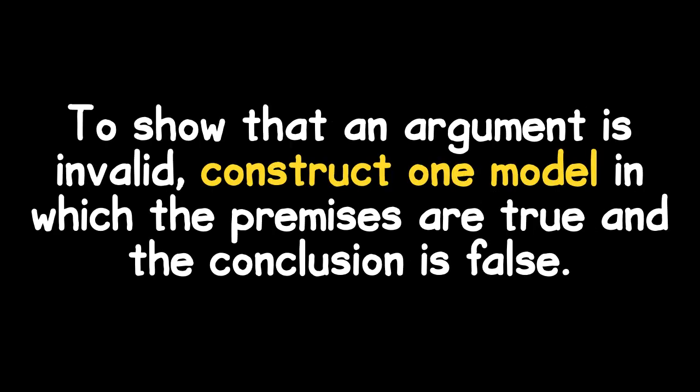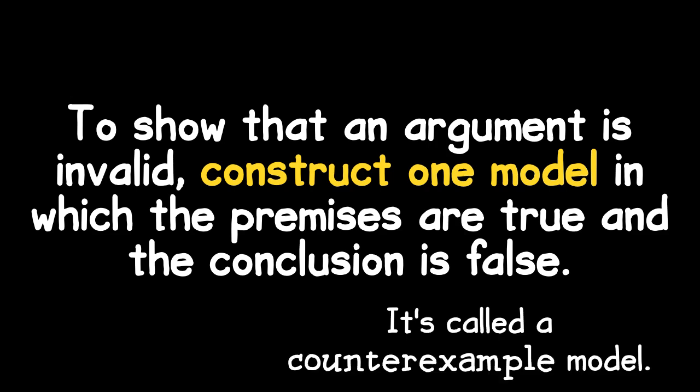To show that an argument is invalid, on the other hand, we construct one model in which the premises are true and the conclusion is false. It's called a counterexample model because it's a counterexample to the would-be validity of the argument. It shows that the argument isn't valid. That is, it's invalid.